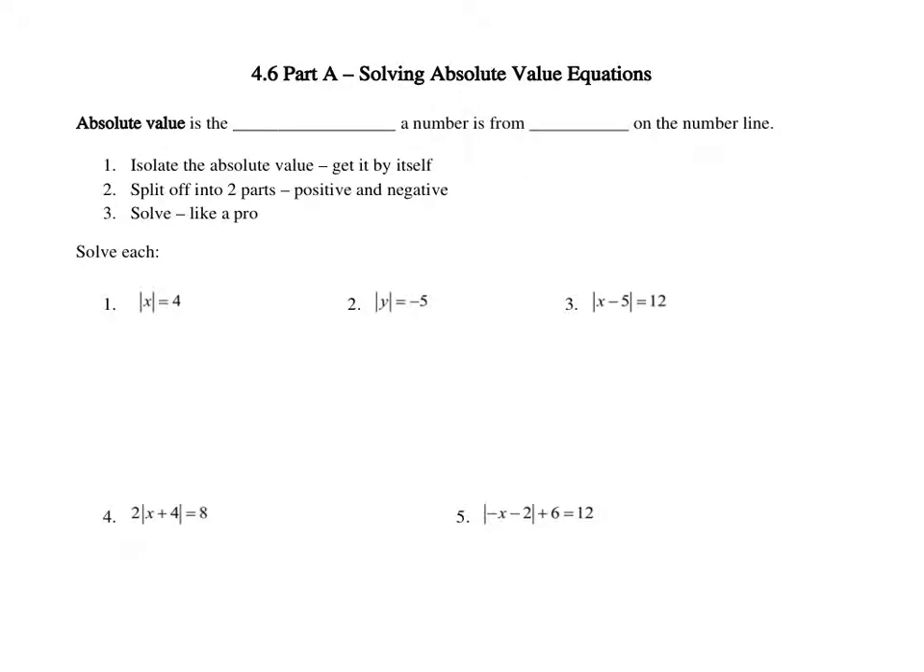If you remember from earlier in the book, absolute value is the distance a number is from 0 on the number line. It can never be negative. So when you're solving situations involving absolute value, what you want to do is isolate the absolute value, get it by itself, split it off into two parts, positive and negative, and solve.